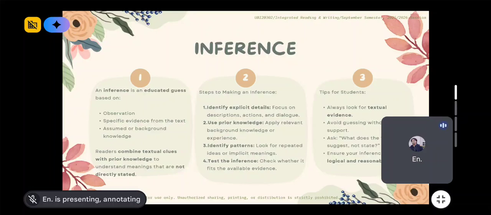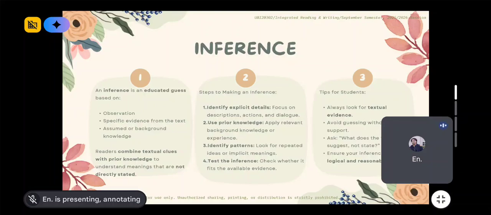Readers combine textual clues with prior knowledge to understand meanings that are not directly stated. Meaning, when we read something, we not only get the information based on what we read, but we get more from what is written.